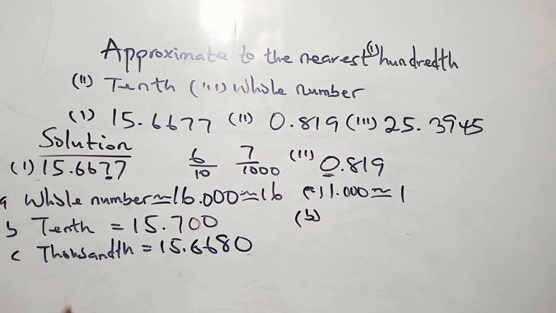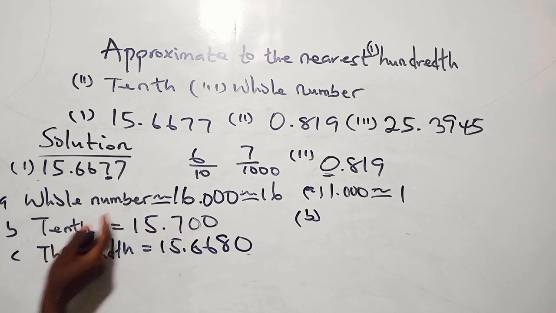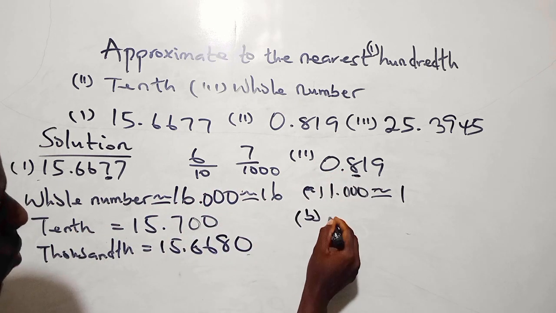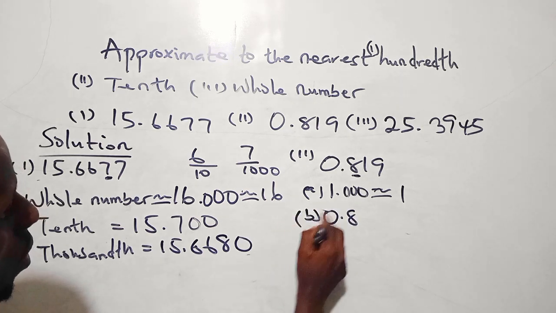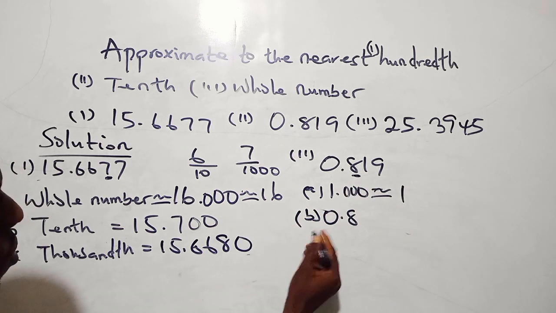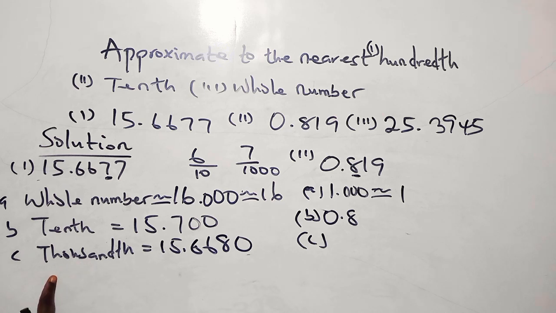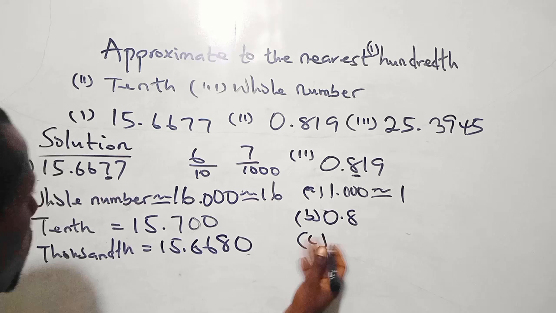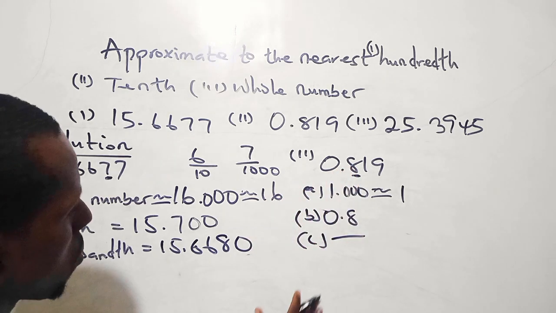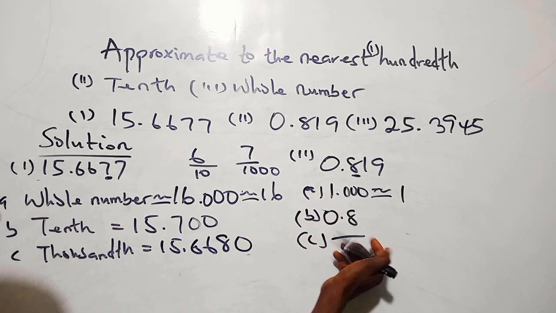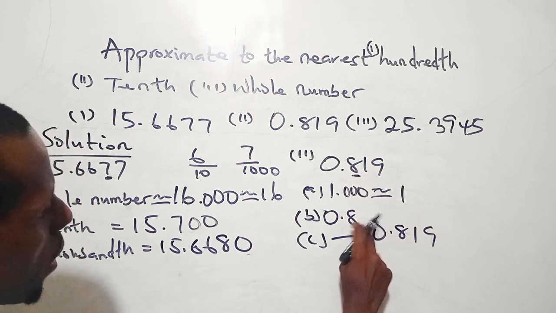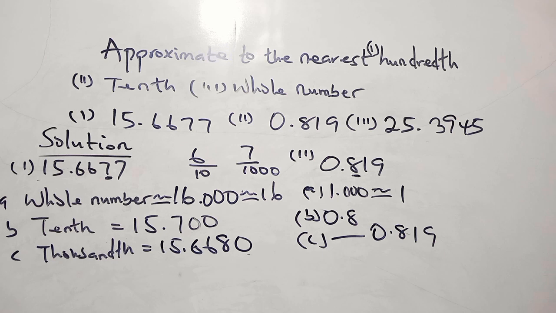For my B part, I have it to the nearest tenth. This is my tenth position in this case, so I have 0.8. Every other number turns to 0. For my C part, I have to go to the nearest thousandth. I have tenths, hundredths, and no thousandths, so I cannot write this to the nearest thousandth. So no answer for this, or else I still repeat what I have here as 0.819. So that's for the second one.